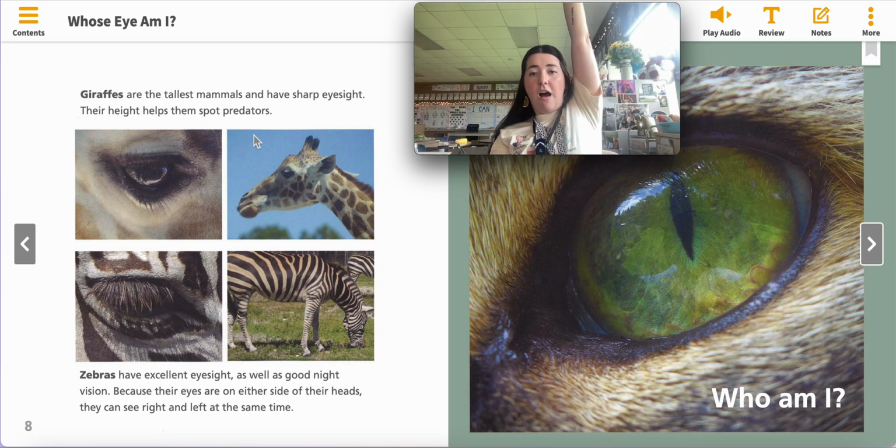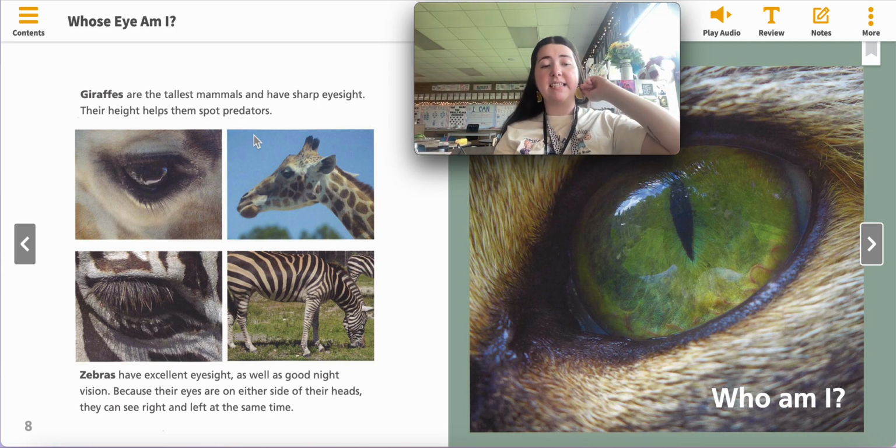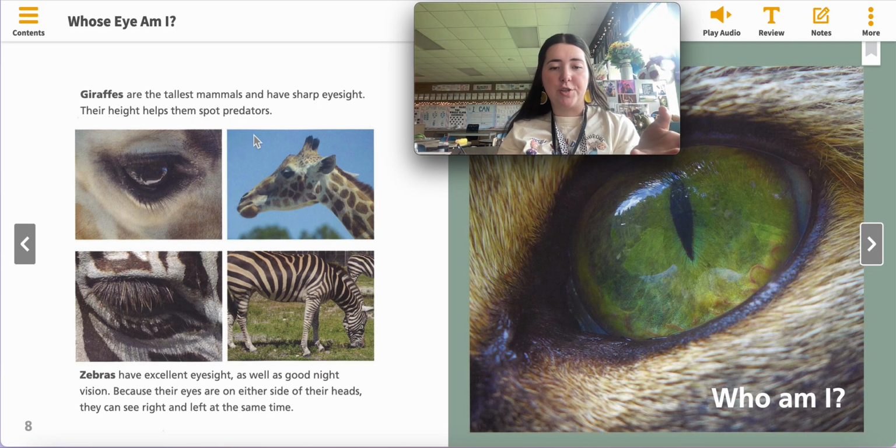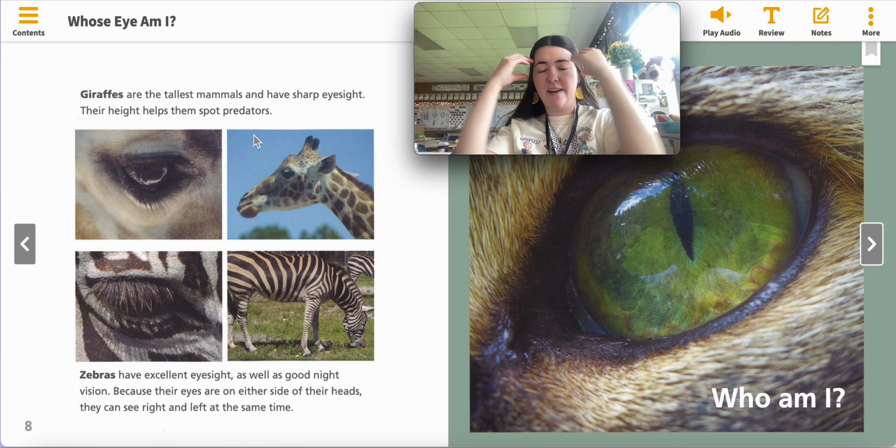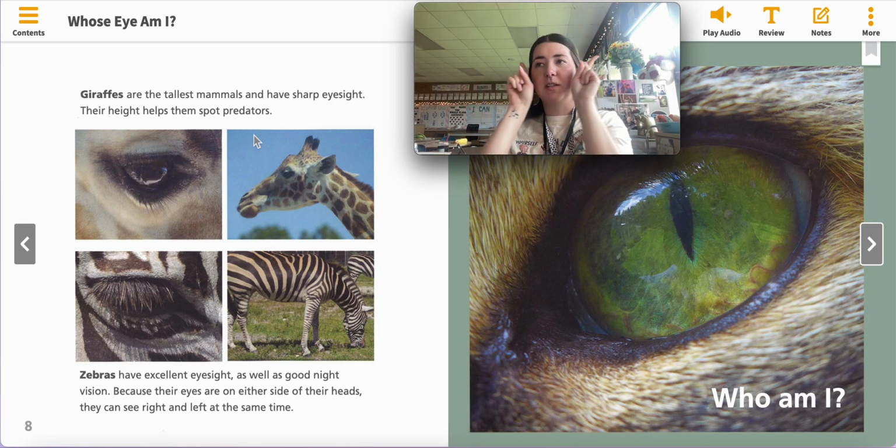So giraffes are tall and also have really sharp eyes, and zebras have good night vision, and because their eyes are on the side of their head instead of the front, they're able to see to the sides of them, which is good in case they were going to be dealing with a predator.